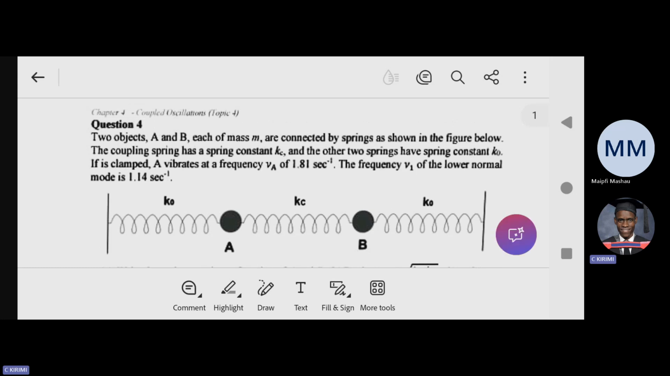All right. I don't know if it's clear on that side so that we can start. Yeah, I can see the question. Okay.